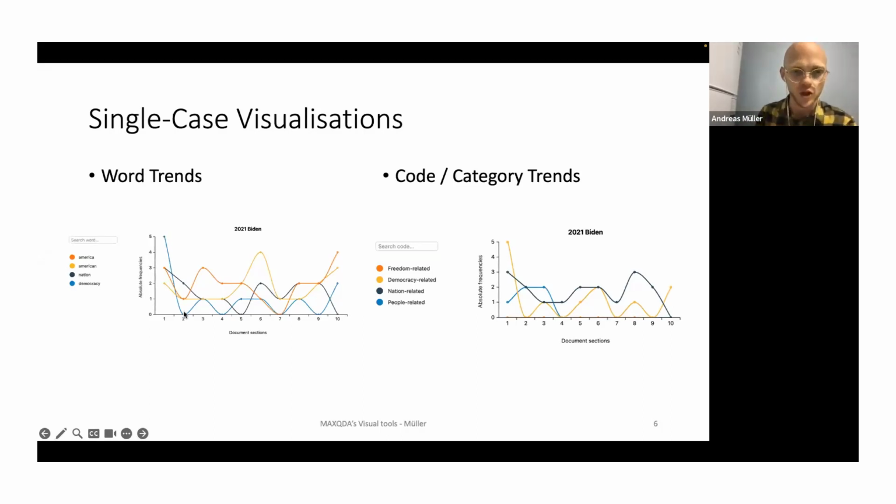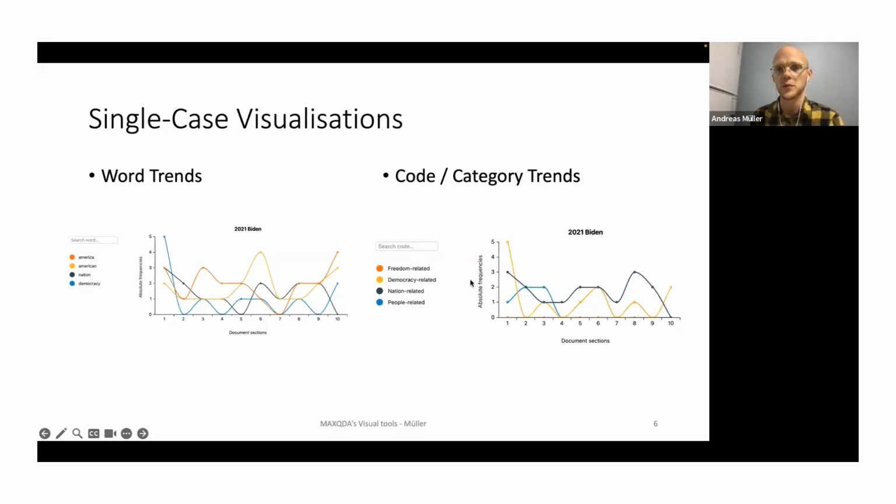Then in the second section, it doesn't appear. In the third section, it appears 1 time again. And then here in the last section, it comes up 2 times again. So it's a bit similar to the code line, but more focused here on frequencies. You see where in a single document, what codes or what words appear. Here these are the words America, American, nation, democracy.